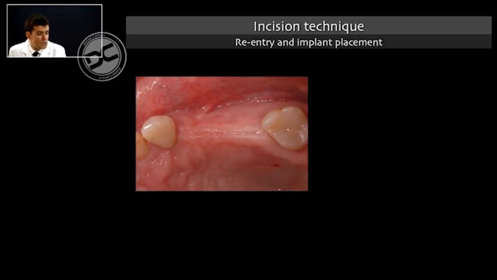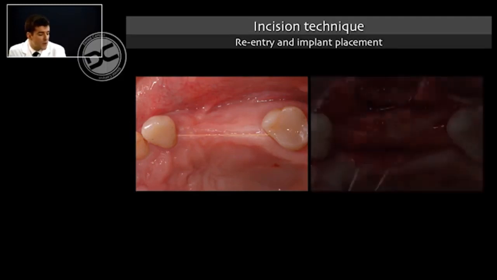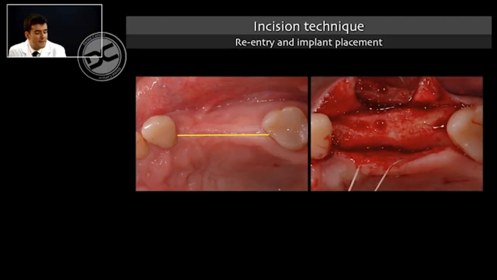Here we see the situation after approximately 6 to 7 months. We see that there is a slight scar of the original incision, and now we are ready for the re-entry and the placement of the implants, and we use the same incision as used 6 months prior to this intervention, and in this case we plan a transmucosal healing modality, so we plan to mobilize approximately 2 millimeters of keratinized mucosa to the buccal aspect.